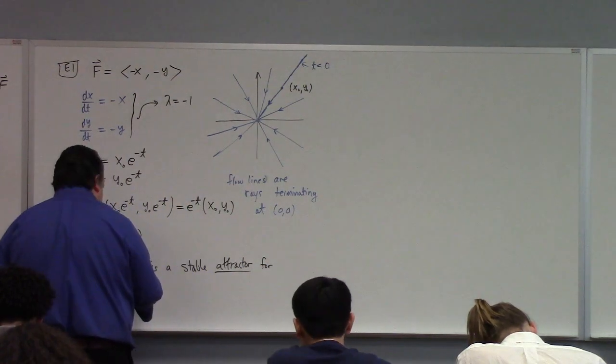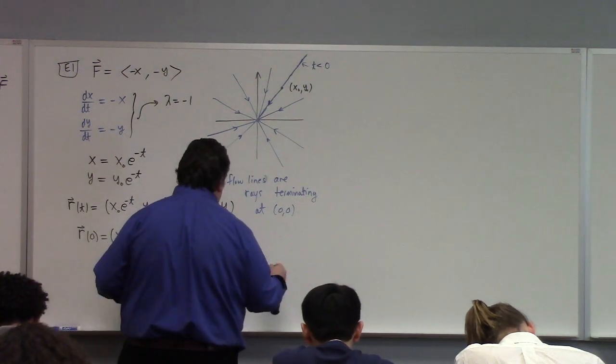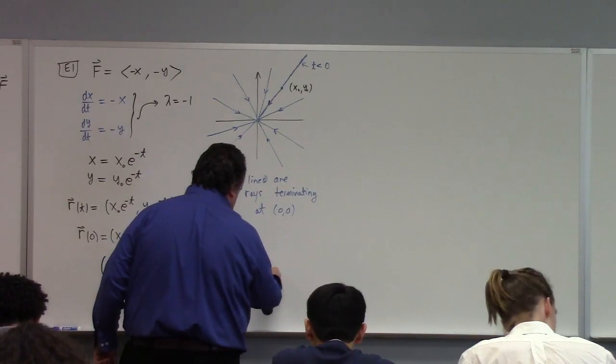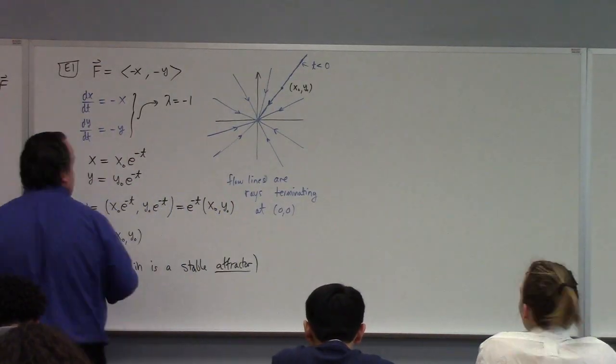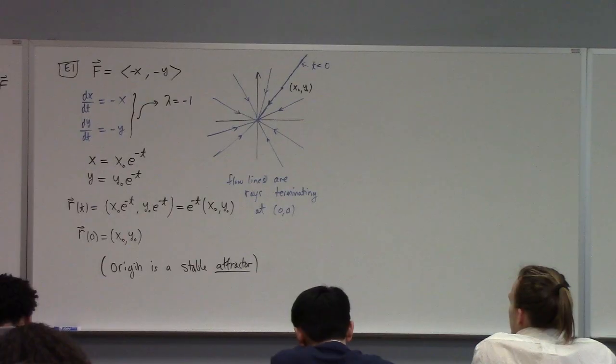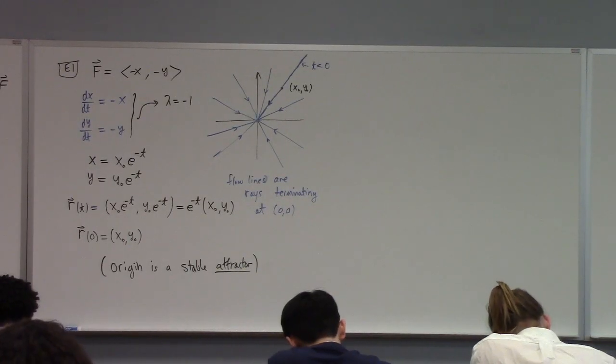You know, for F, I don't know, it's a stable attractor. I'm not sure what I should say, but all the solutions are flowing into that one critical point, yeah?